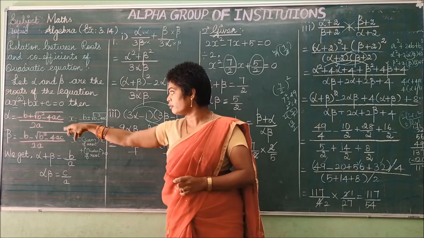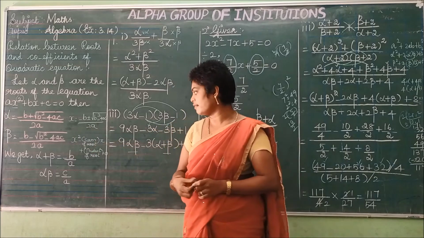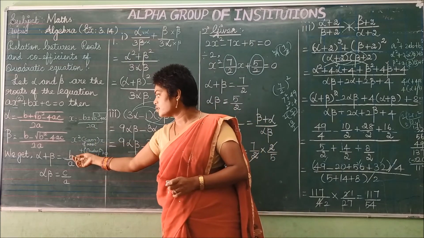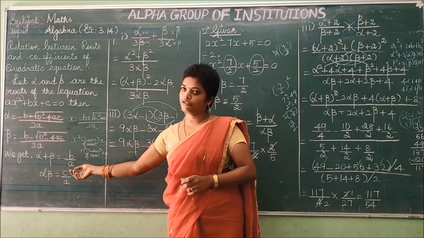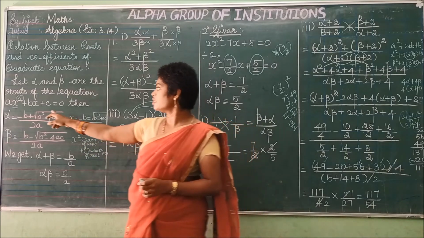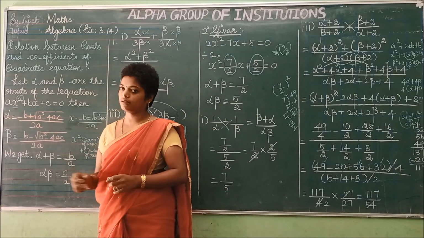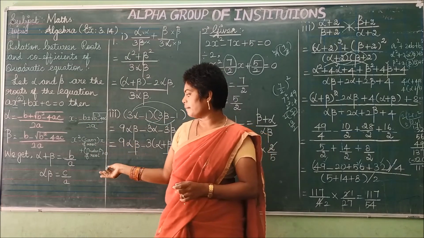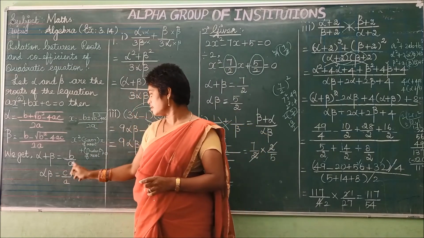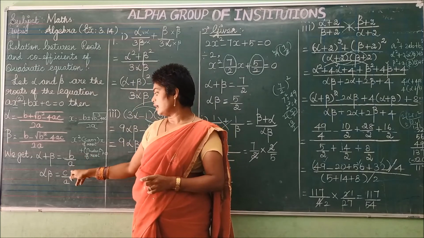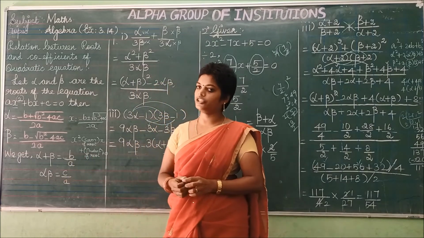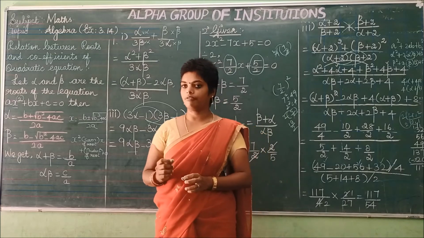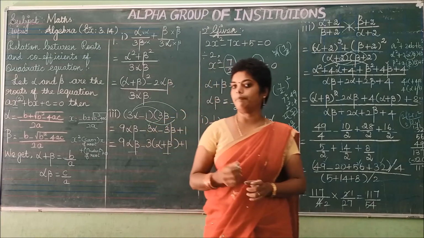Sum of the roots means you have to add these two, alpha plus beta, which is equal to minus coefficient of x divided by coefficient of x square. The coefficient of x is b, coefficient of x squared is a. So alpha plus beta is equal to minus b by a. Alpha beta, which is the product of the roots, means constant term divided by coefficient of x squared. Alpha into beta is equal to c by a.